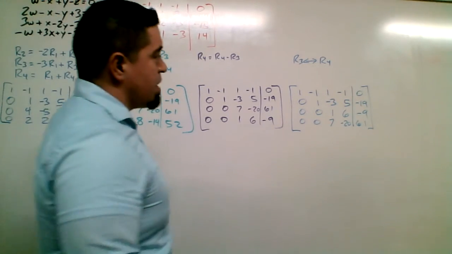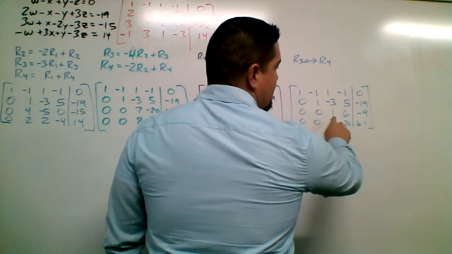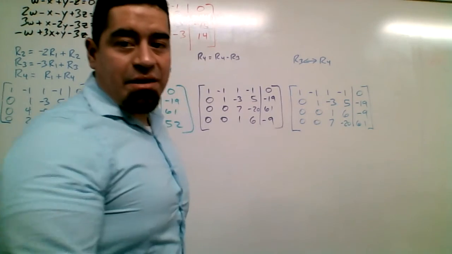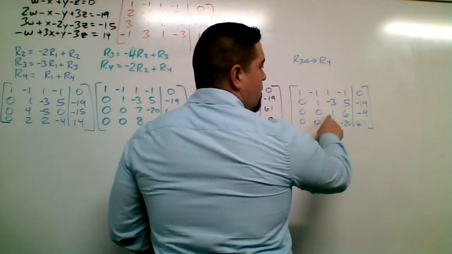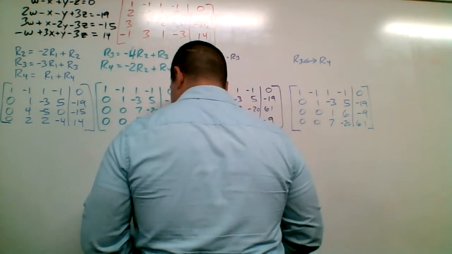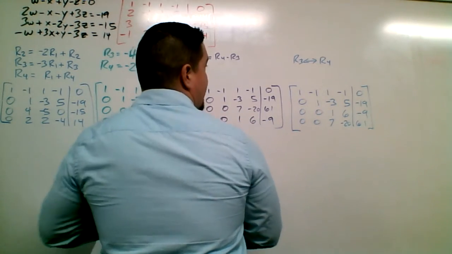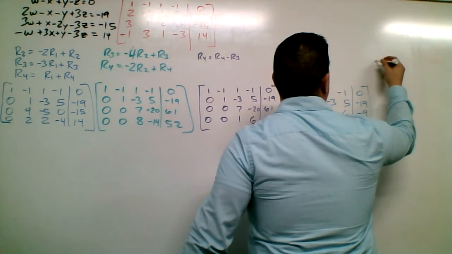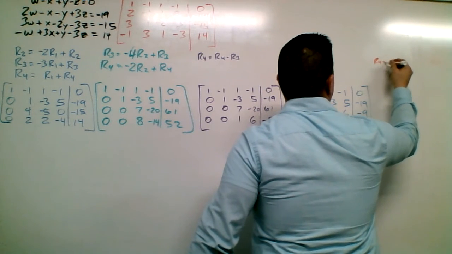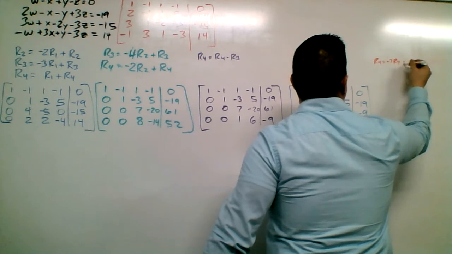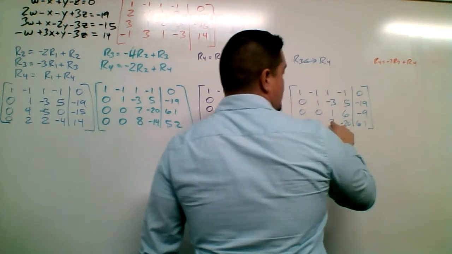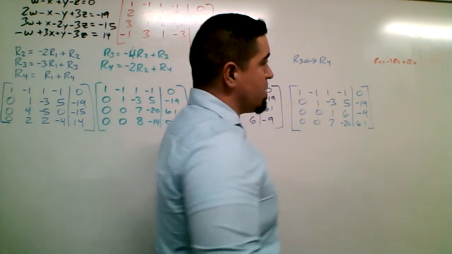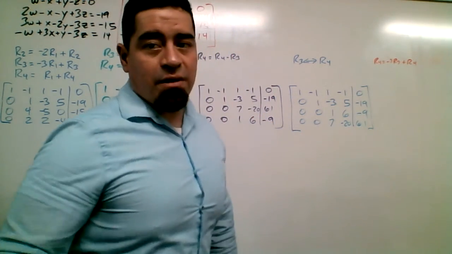Okay, so now that we're here, I want to go ahead and get rid of the 7 and make that a 0. So what I could do is multiply row 3 times -7, and if I do that, I'll end up with... I'm going to replace row 4 with -7 times row 3 plus row 4, and that'll get a 0 here where I want it. So I'm going to do that operation: -7 times row 3 plus row 4.